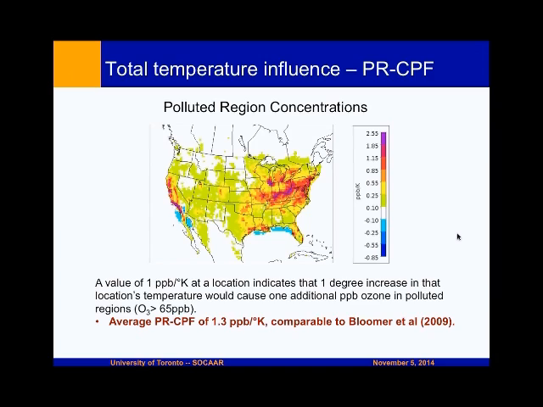And if you average this over the entire domain, you get an average of about 1.3 ppb per Kelvin, which is in range with the observational studies that I showed you for Bloom et al. If you do it for Northeast.